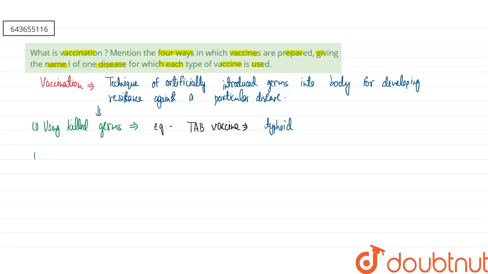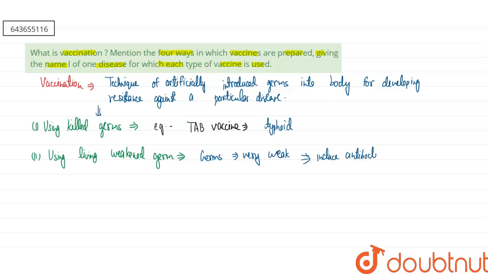The second type of vaccine is using living weakened germs. That means we are using live vaccines, but they will be weak as compared to the normal strain. Here the germs will be treated and become very weak, so that they do not cause any disease, and they mainly induce antibody formation in the body.